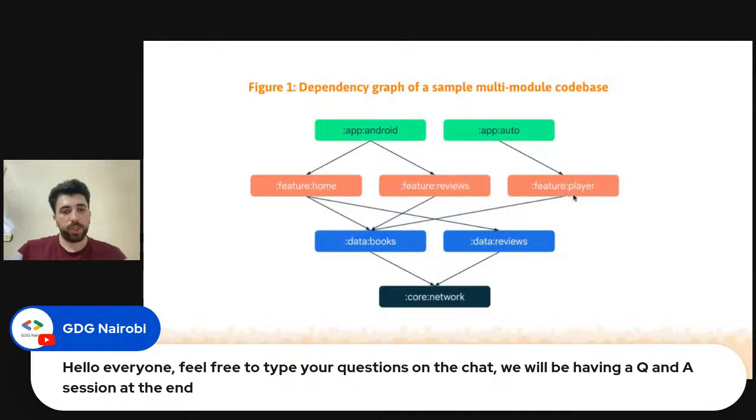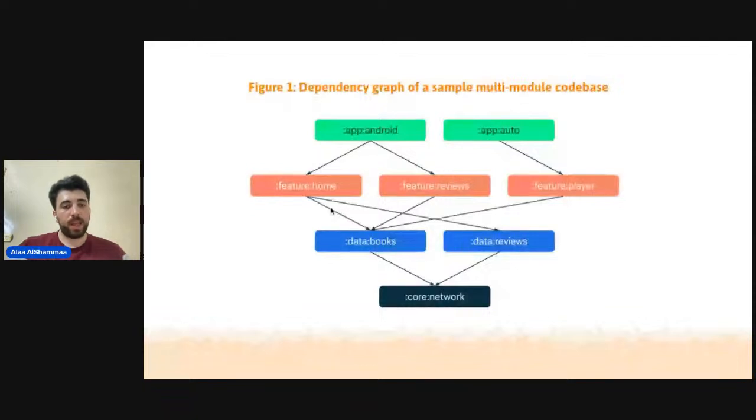For the data sources, we have books and we have reviews. So we have data for the books and data for the reviews. Here we can see that, for example, the player feature only depends on the books, which is the source material for playing the audiobooks. While, for example, reviews should be displayed in the home. That's an example. Also, the reviews feature can depend on the books data module.